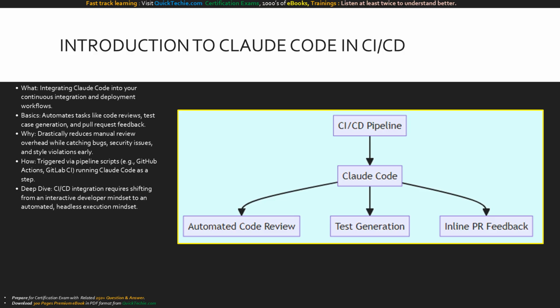But to make this work, we have to change how we think about Claude. Locally, Claude is interactive. In a pipeline, it needs to run headlessly. That fundamental shift in execution style is what we will master in this session. Look at this flowchart. Our CI/CD pipeline is the trigger. It invokes Claude Code, which then branches out to handle our automated code reviews, test generation, and PR feedback simultaneously. It becomes the intelligent engine at the center of your automation.